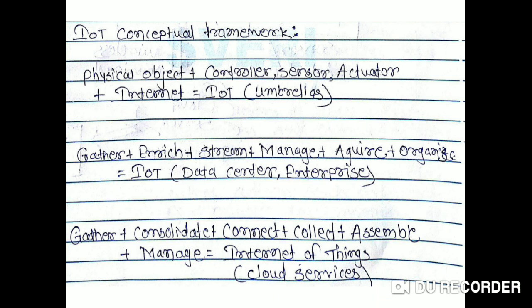Next is the IoT conceptual framework. Basically, it consists of physical objects plus controller, sensors, actuators plus internet. It forms IoT. The same is implemented in the example of the umbrella.